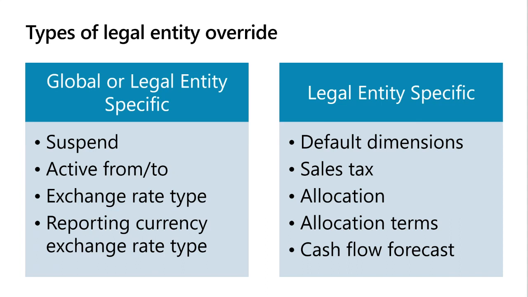Finally is the cash flow forecast settings. This is also a button on the legal entity override that opens another page where you can configure the behavior for cash flow forecasting in the system for the specified main account and legal entity combination.